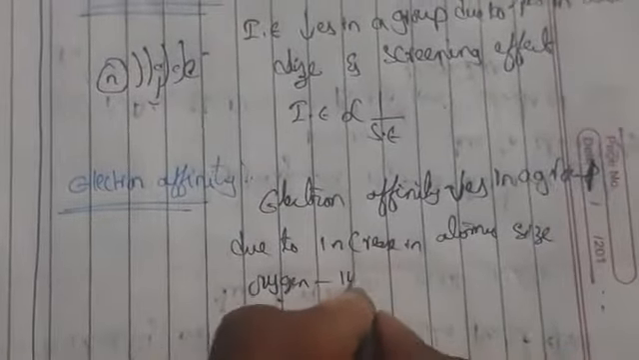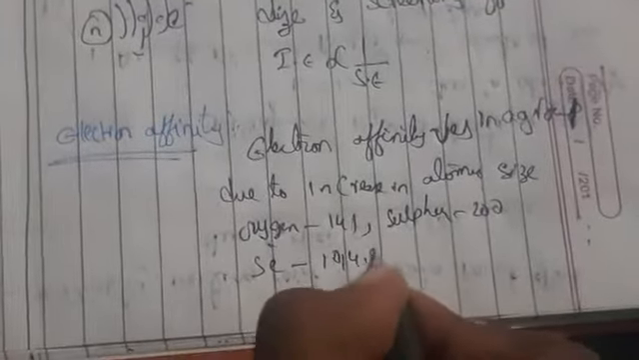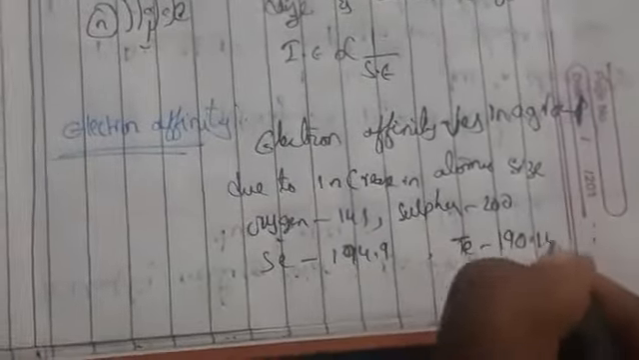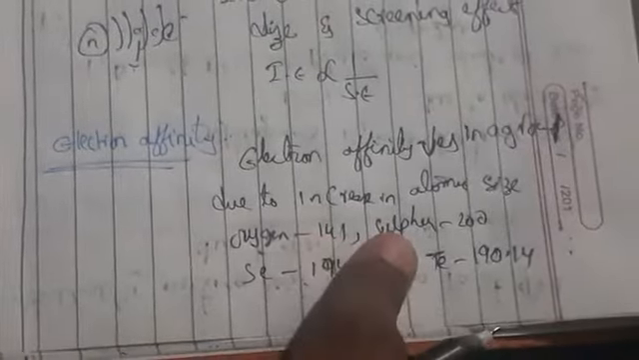And coming to here, if you have seen, oxygen is going to have 141, and coming to sulfur 200. After sulfur it is going to decrease. For selenium it is going to have 194.9, and for tellurium it is going to have 190.14. So because of this reason, whenever atomic size increases, oxygen is less compared to sulfur, and for the remaining it is decreasing, okay. So this is nothing but electron affinity.